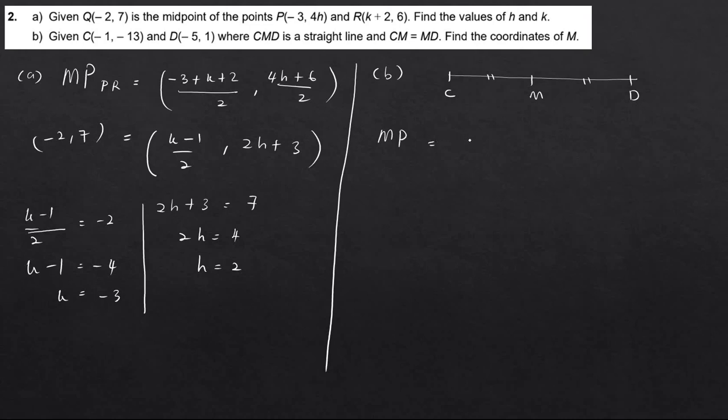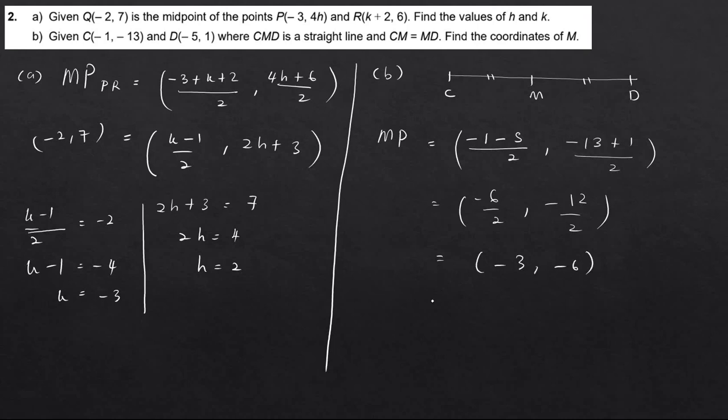X plus X, negative 1 plus negative 5 over 2. And then y plus y, negative 13 plus 1 over 2. Negative 6 over 2, negative 12 over 2. Simplify. So the midpoint M is negative 3, negative 6.